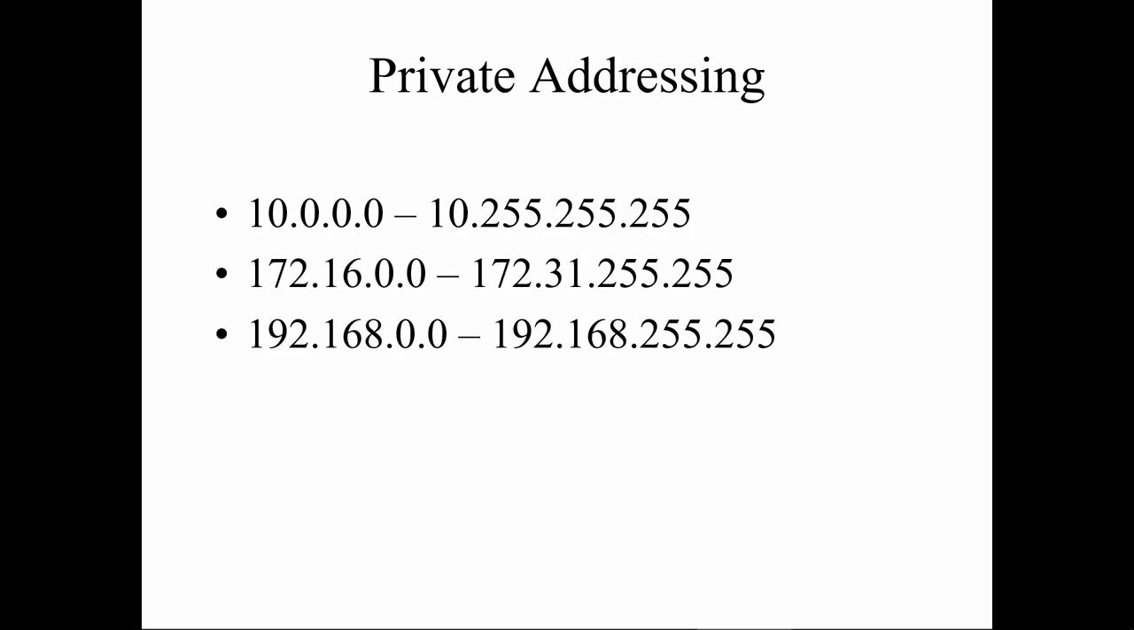In the Class C range, that's 192.168.0.0 through 192.168.255.255. So, meaning an address like 172.32.0.0, that's not a private address. That's outside this range. So, they're not classified or set aside as private addresses. These are the only current IPv4 private addresses in existence.